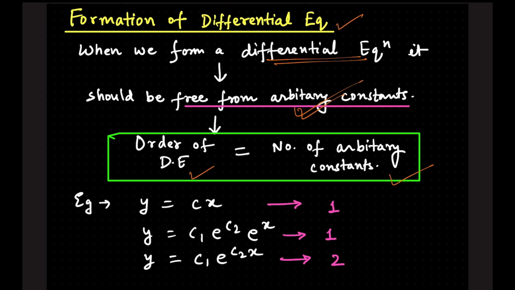So what is the arbitrary constant? For example, this is an equation. So this equation has one arbitrary constant. This is C. So if you want to get a differential equation out of this equation, you need to differentiate this equation one time, because we have seen that the order of the differential equation is equal to the number of the arbitrary constants. So we will see how we will do it.